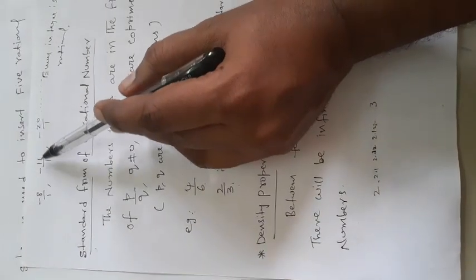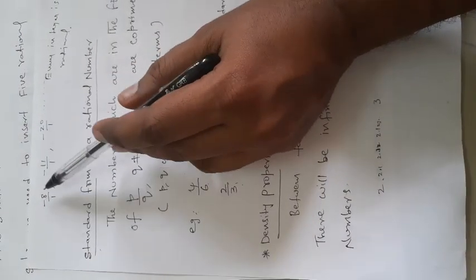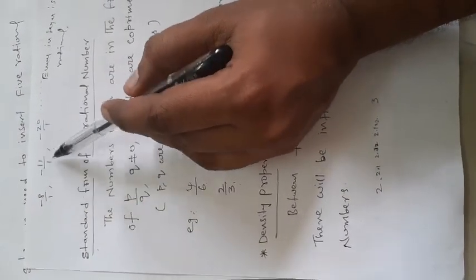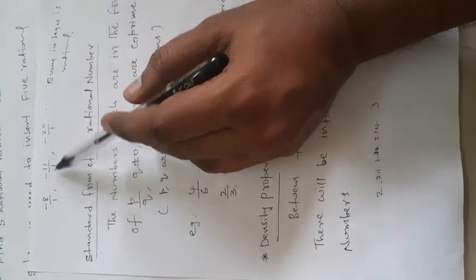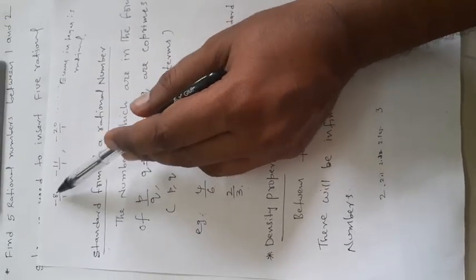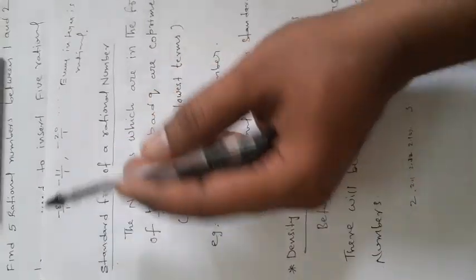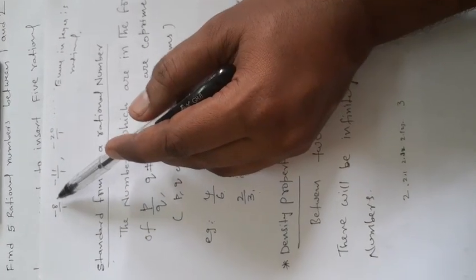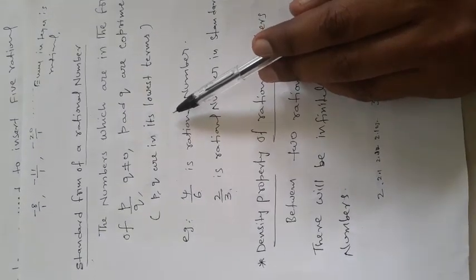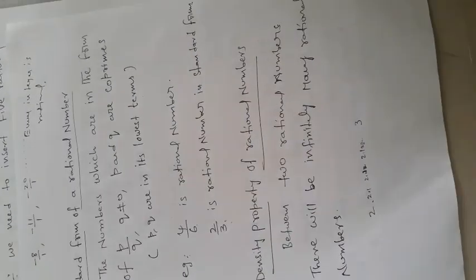Suppose you observe minus 8, minus 11, minus 20. They can be written as minus 8 by 1, minus 11 by 1, minus 20 by 1, which is also in the form of p by q. These are all negative numbers, and negative numbers are considered integers. So every integer is a rational number. Every integer is a rational number.